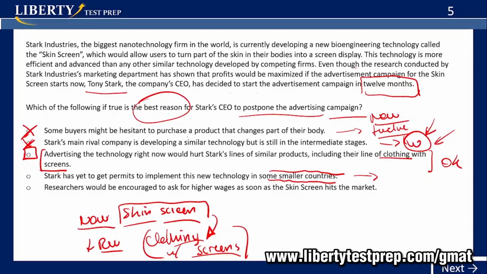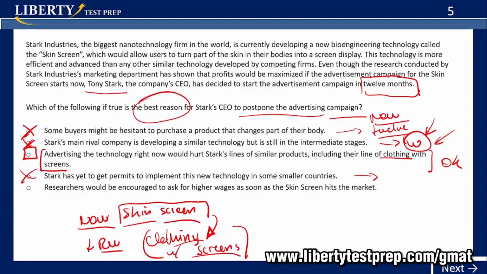So if instead of smaller, this one's the biggest, then that would be fine, because they wouldn't be able to release the product right now, so they would need to wait. But as they are only saying here, they're only saying smaller countries, then that's not good enough. Okay, so that's not the answer.